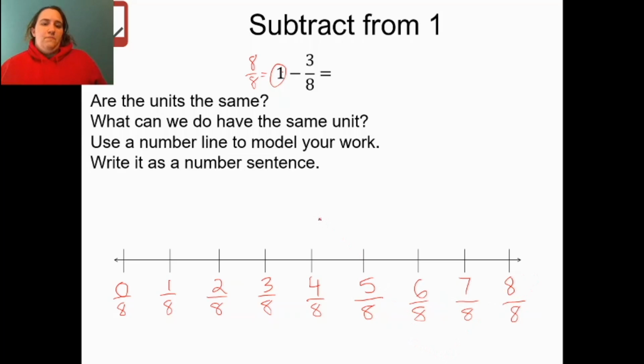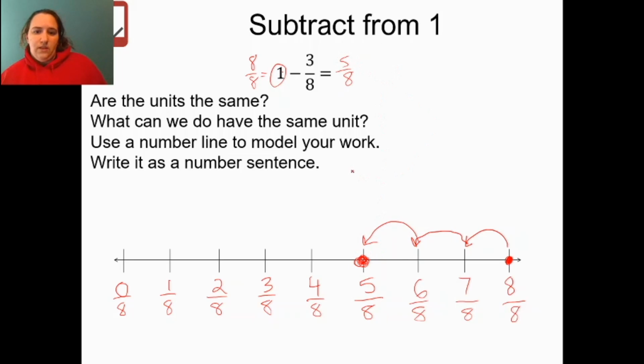So, we have 1 whole. Here is 1 whole, right? So if we were plotting this on our number line, this would be 1 whole. Now it says minus 3/8. So what I'm going to do is go back 3 times. 1, 2, 3. So our new number, our answer, should be 5/8, right?